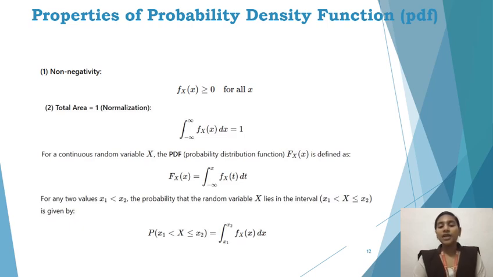As we read this formula, it gives the relation between the probability distribution function and the probability density function. Number 4. For any two values x1 less than x2, the probability that the random variable capital X lies in the interval between x1 and x2 is given as P of x1 less than capital X less than or equal to x2 is equal to the integral from x1 to x2 of fX of x dx.